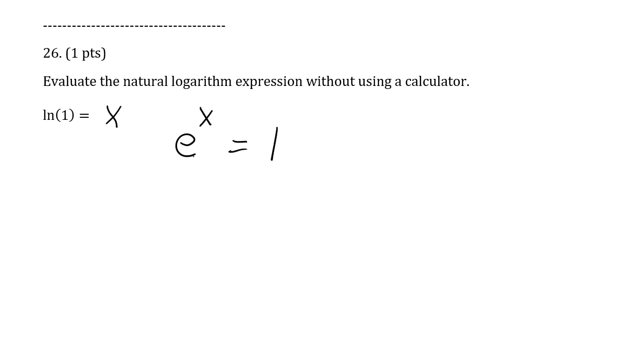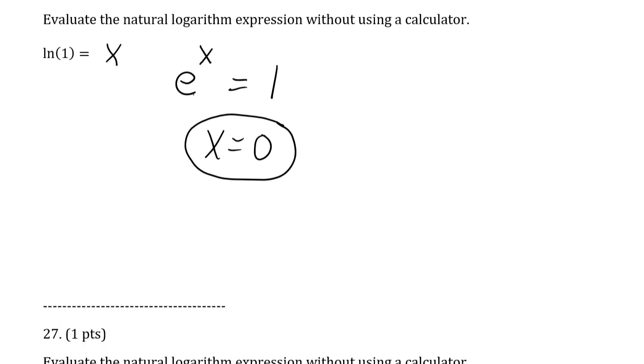In a previous video, we kept saying any number to the 0 power except 0 is 1. This is that rule. What power do I raise e to get a 1? The 0 power. This is simply a property that you have to memorize because there's no easy way to derive it.